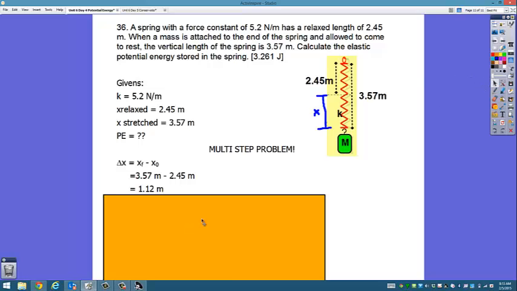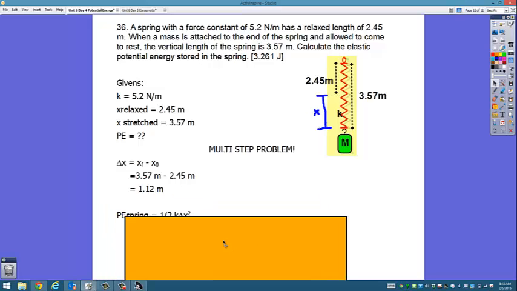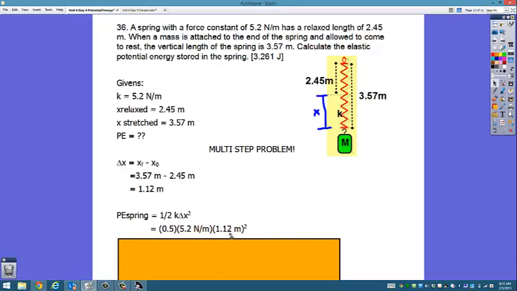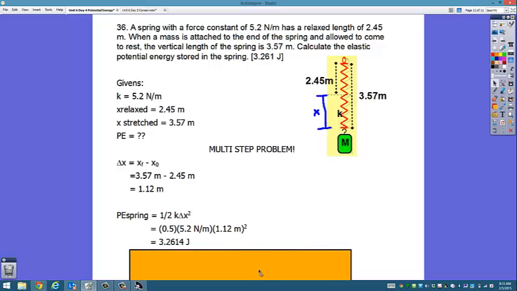Once I have that, I can use that equation for elastic potential energy, 1/2 kx squared. Again, I don't have to manipulate it, so plug it in and solve. Only the distance, that x value, gets squared, nothing else, so just be careful with that. And you should get 3.261 joules. Again, joules because you're finding the potential energy of a spring.